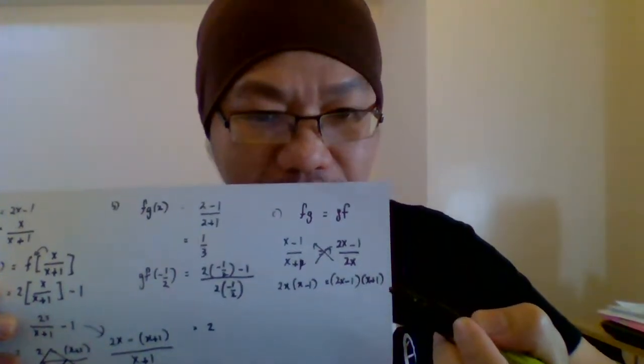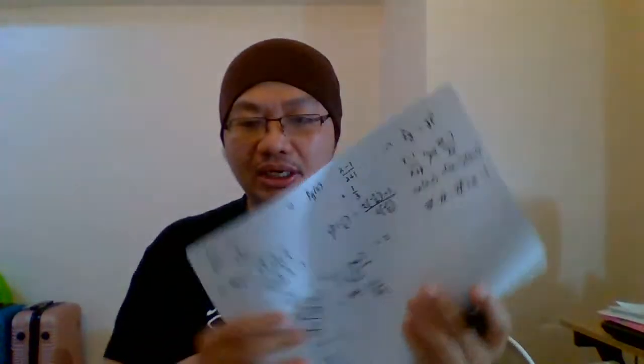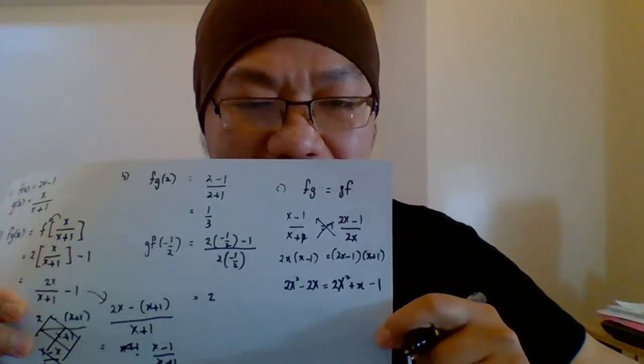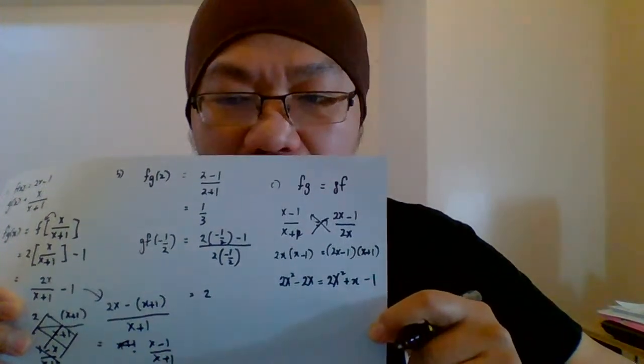So you need to expand. Okay, so how do we expand this? Very straightforward, easy as ABC. You're supposed to get 2x squared plus 2x minus x plus x minus 1. You're supposed to get this one. Please double check. Please double check. You need to do your calculation.